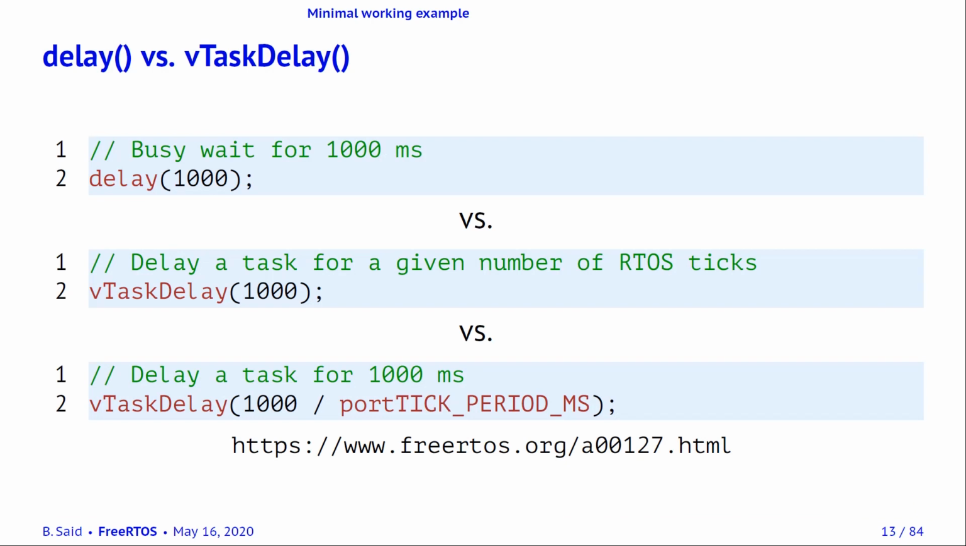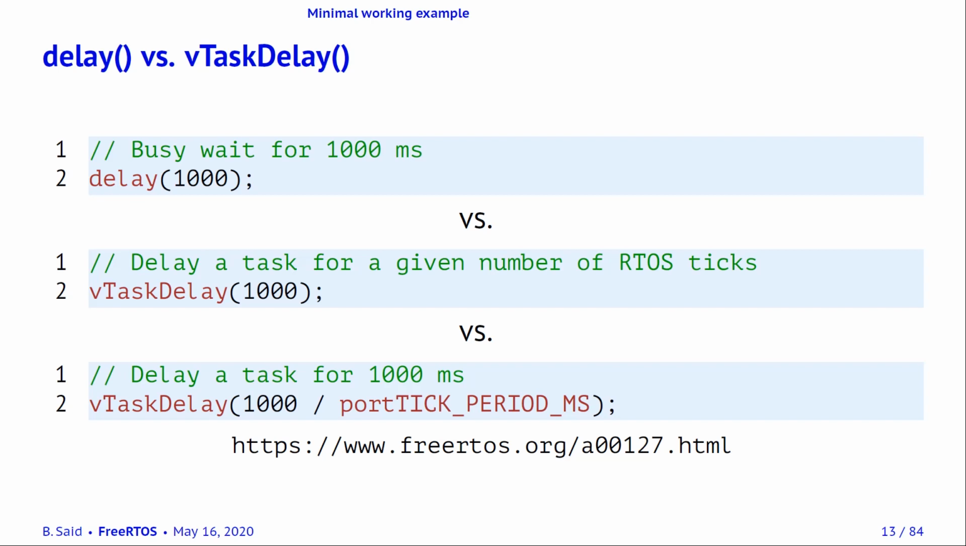Now let's see the difference between different delay functions. The first one is a simple busy wait where the processor is inside a loop until the 1000 milliseconds lapse. And the second function gives time to another thread, to another task. But this function waits for the number of real-time operating system ticks. So if we want to delay for a specified number of milliseconds, we have to divide this number by the number of milliseconds per one tick of the real-time operating system.